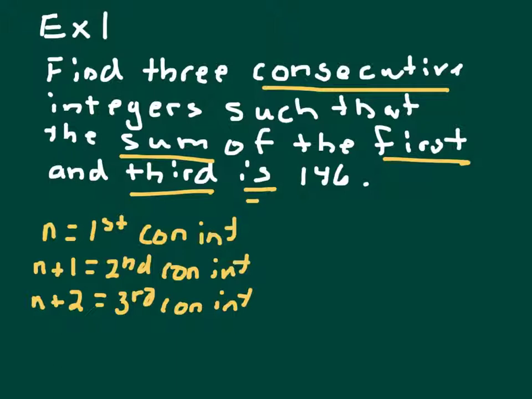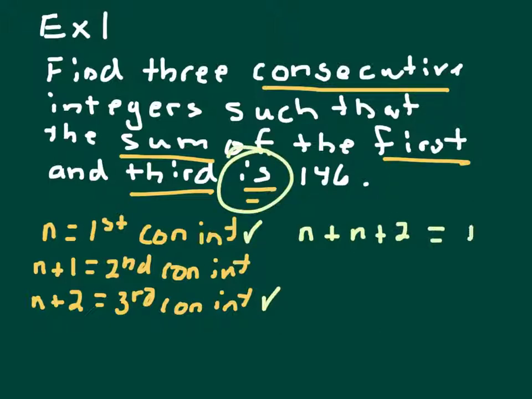So what I'm going to do here is go back to the problem. It says, such that the sum of the first one and the third one. Well, here's my first one, here's my third one. We're going to add those two together. So I'm going to take n plus the third one, which is n plus 2, and it says is, which means equal, 146.